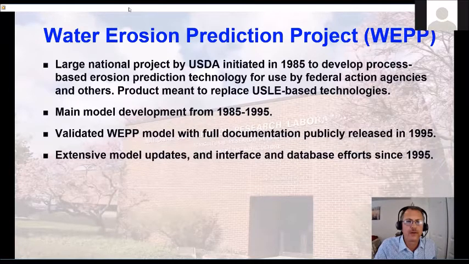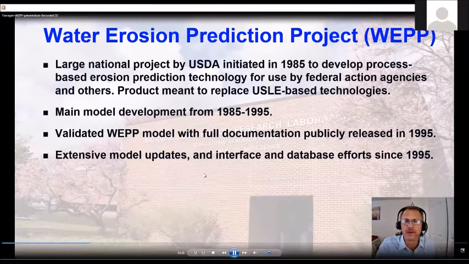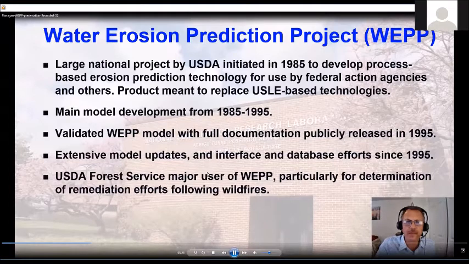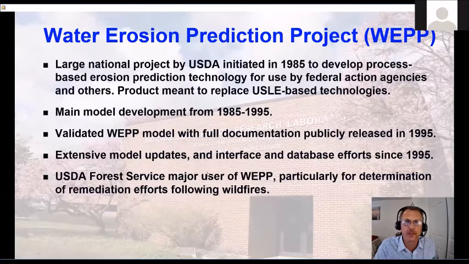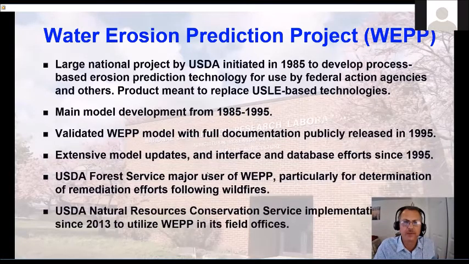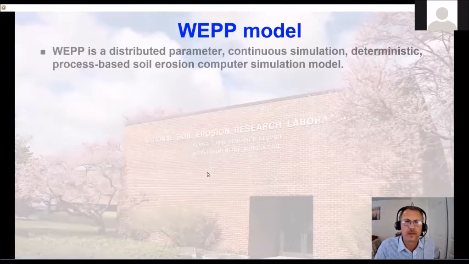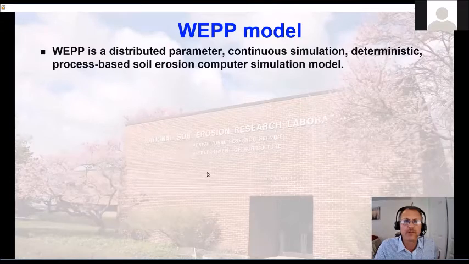There have been extensive model updates and interface and database efforts since then, and the USDA Forest Service is a major user, particularly for determining remediation efforts following wildfires. The Natural Resources Conservation Service has been working on an implementation project since 2013 to utilize WEPP in its field offices. The model itself is a distributed parameter, continuous simulation, deterministic process-based soil erosion computer simulation model.